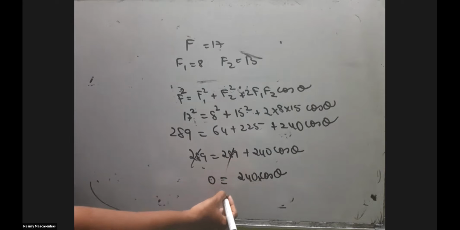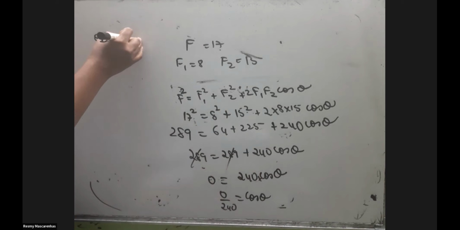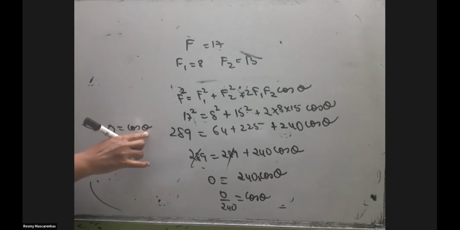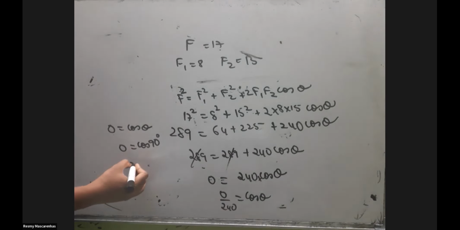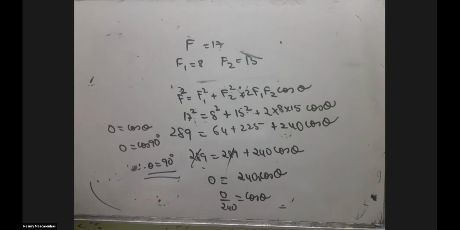And now this is multiplication, so it will go under division. So 0 upon 240 will anyways become 0. So 0 is equal to cos theta. The cos of which angle will give me 0? Cos 90. If you had options in terms of radians, then it would be pi by 2. But anyways, here they give in terms of degrees only.